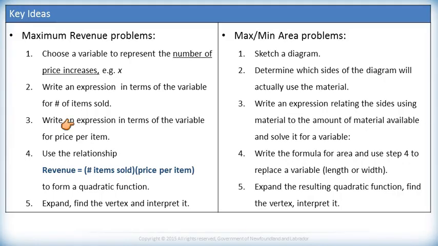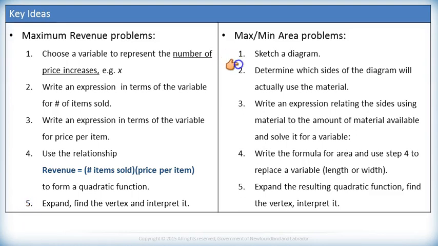In conclusion, for maximum revenue problems, choose a variable to represent the number of price increases. Write an expression in terms of the variable for the number of items sold and one for the price per item. Use this relationship to get the quadratic function. Then expand, find the vertex, and interpret it. We didn't have to do that in our multiple choice problem, but it is something you should be aware of.